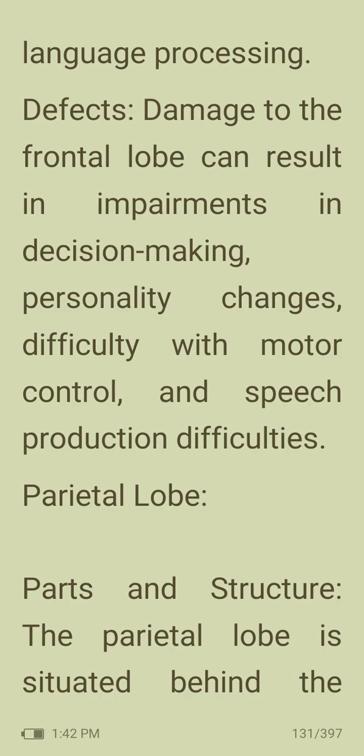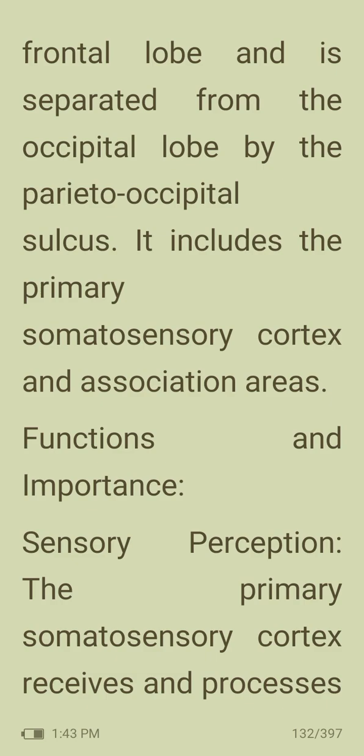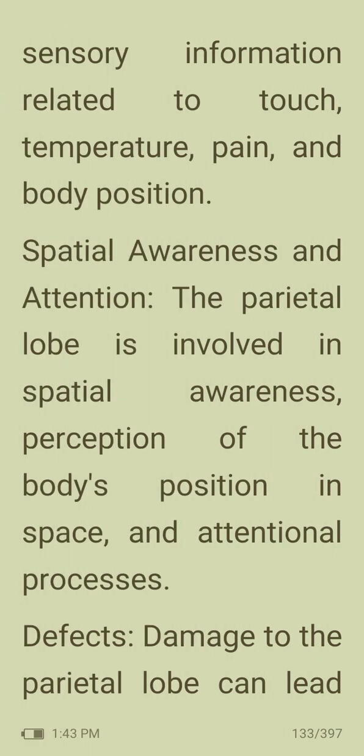The parietal lobe is situated behind the frontal lobe and is separated from the occipital lobe by the parieto-occipital sulcus. It includes the primary somatosensory cortex and association areas. Functions and importance. Sensory perception. The primary somatosensory cortex receives and processes sensory information related to touch, temperature, pain, and body position. Then, spatial awareness and attention. The parietal lobe is involved in spatial awareness, perception of body's position in space, and attentional processes.